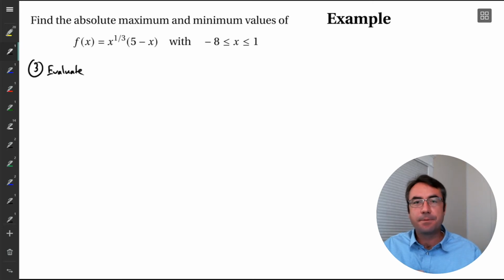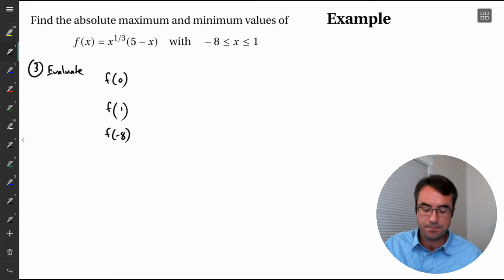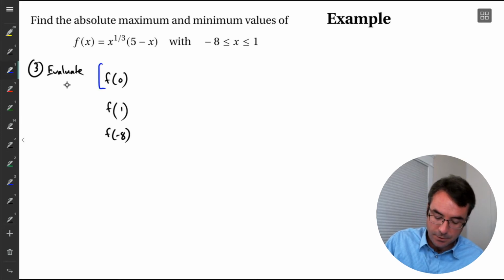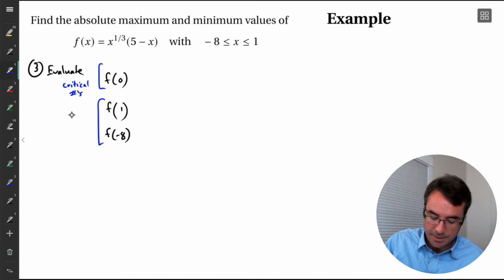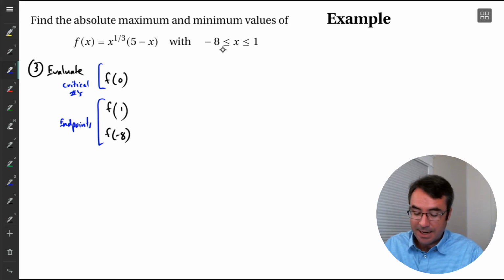So we have our endpoints here, and we're only going to use one critical number. So we're going to plug 0, we're going to plug 1, and we're going to plug -8 into our function. So here's our critical numbers, and then here's the endpoints. And again, x equal to 5/4 is a perfectly good critical number. It's just not inside this interval, so we're not going to worry about evaluating it here. All right, let's see what we get.